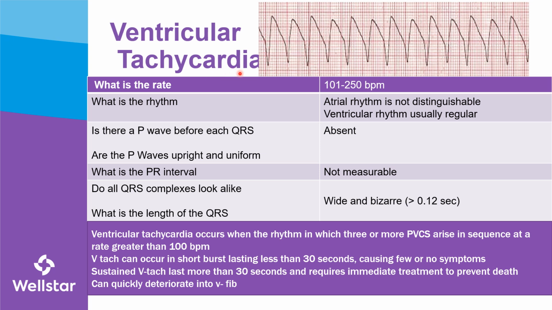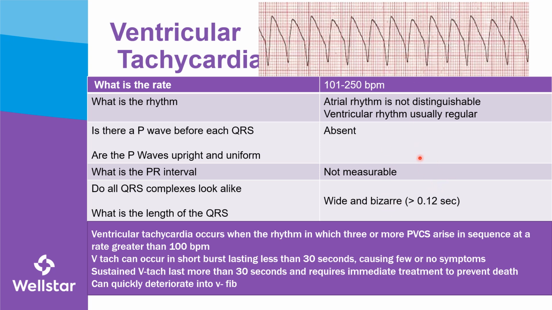Ventricular tachycardia. We can measure the rate on this by counting your complexes. VTAC, ventricular tachycardia, is going to be between 101 to 250 beats per minute. The atrial rhythm is not distinguishable. The ventricular rhythm, however, is usually regular. There are no P waves to tell on this, no PR intervals, with a wide complex tachycardia greater than 0.12 seconds in time.